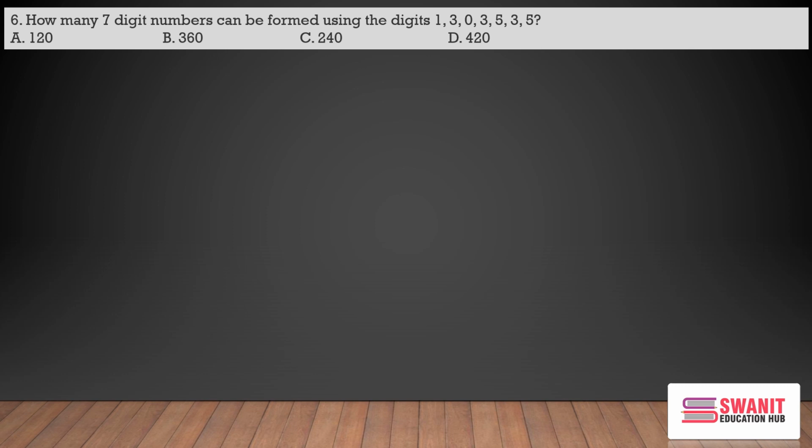Let's look at another question. How many 7-digit numbers can be formed using the digits 1303535? Let's make a 7 place situation. So this is, in fact, I have made 8, so let me remove the last one. Okay, so now there are 7 places. Now let's understand, first place can be filled by 1, 3, 3, 5, 3, and 5. 0 cannot come at the first place.